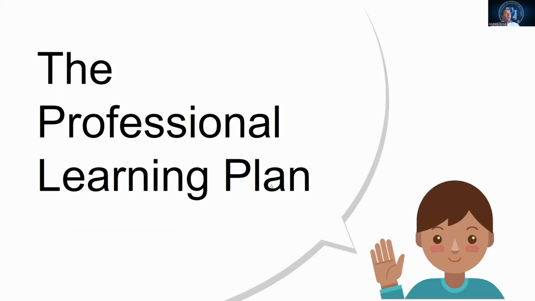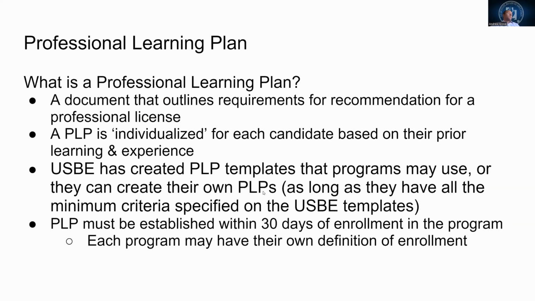Okay, so we're going to spend a little while here talking about the professional learning plan. We also refer to it as the PLP, so from here on out, when I say PLP, we're talking about the professional learning plan. The plan is a document that outlines the requirements for a professional license. Each individual will have their own PLP established in your program. While the requirements for licensure are the same, the PLP may look different from candidate to candidate, depending on what kind of license they're seeking to earn, previous experience, or the pathways they choose to meet the requirements.